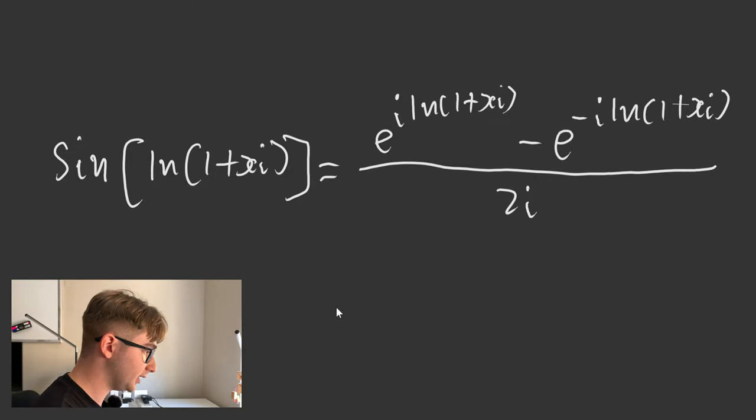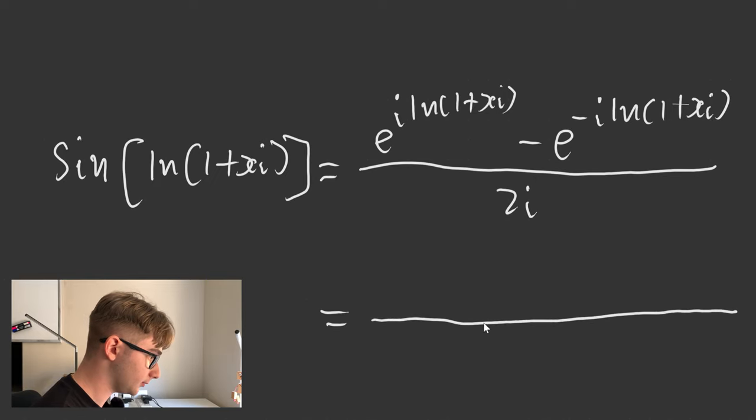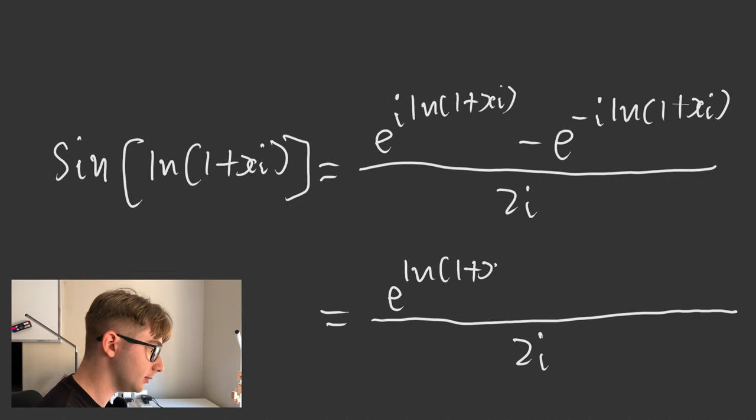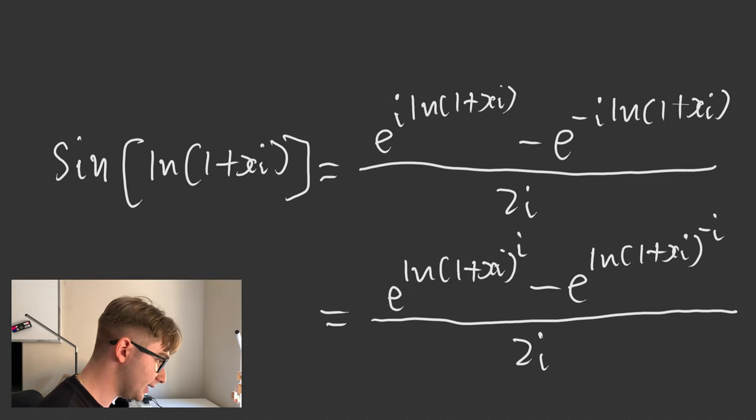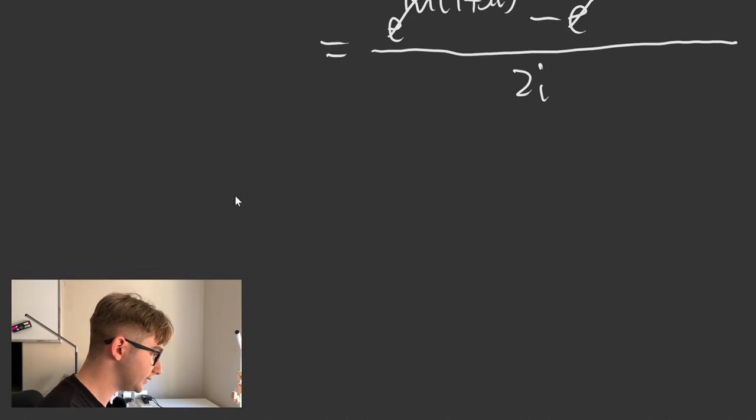So then this is going to be equal to 2i there, then e to the ln of 1 plus xi. If we bring the i to the top here, so i there, and then minus e. And then that minus, we can also put to the top. So we're going to get ln of 1 plus xi with the negative i at the top there. The e and the ln's will cancel out.